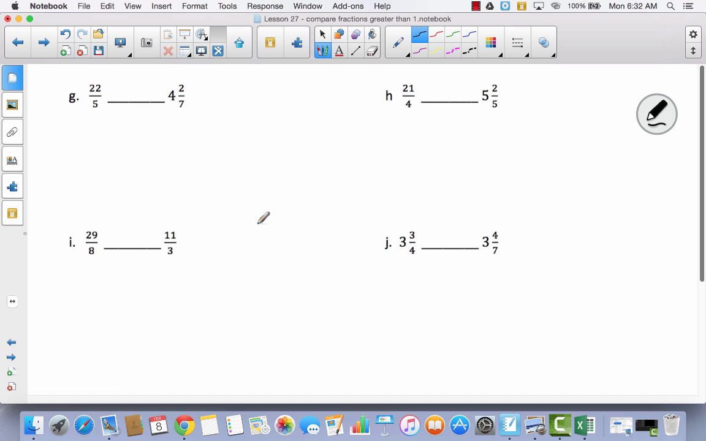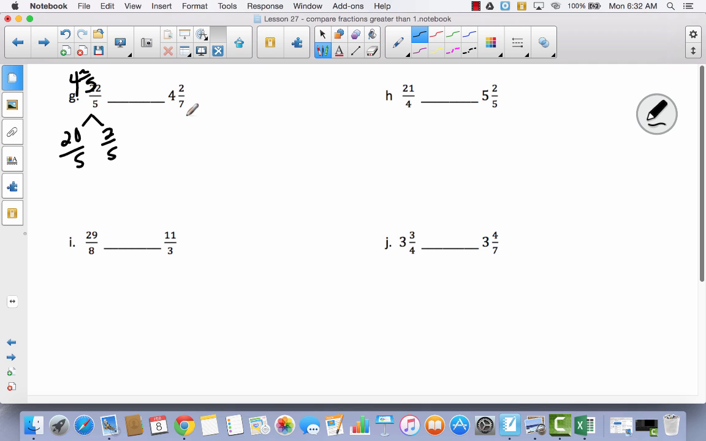All right, 4 more. So I've got 22/5 and 4 2/7. So I'm going to start by changing this into a mixed number. So I can say 20/5, and that would leave 2/5 left over. So this would be 4 and 2/5. Now I've got 4 and 2/5 and 4 and 2/7.